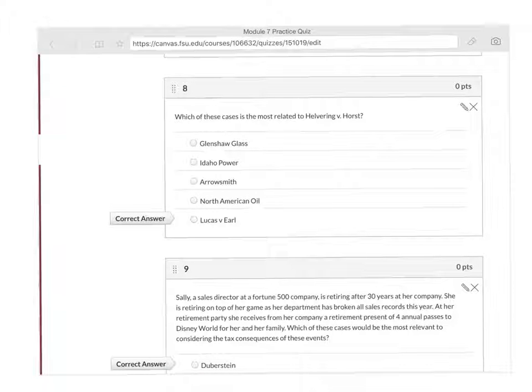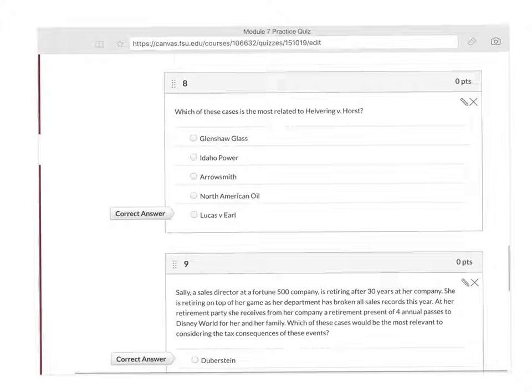Which of these cases is the most relevant to Helvering versus Horst? If you have that, most related. I said most relevant. Most related. It's going to be Lucas v. Earl because all the other ones deal with non-who questions, so you want to group it by the type of question it involves.